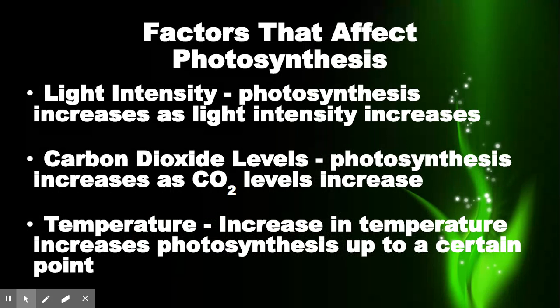So what are some things that affect photosynthesis? First of all, how much light the plant is going to get. The more light, the better photosynthesis is going to work. Carbon dioxide levels, again, the more carbon dioxide, the better photosynthesis will work. And then lastly, temperature. To a certain point, an increase in temperature is good. But if we get too hot, then the plant is going to dry out. So only to a certain point does an increase in temperature benefit a plant.